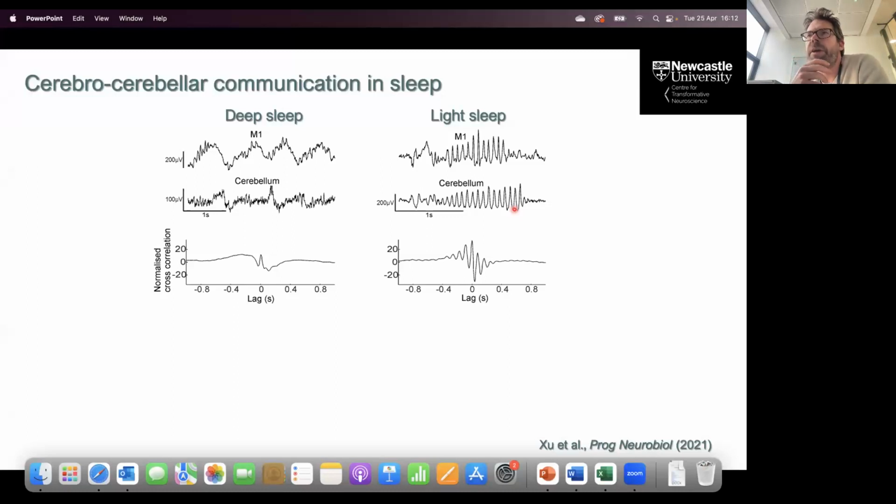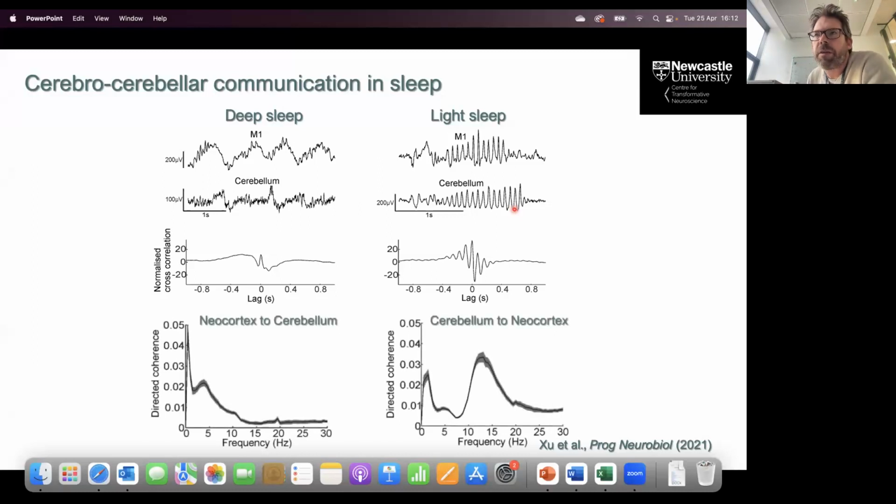And this result, actually, I consider to be one of the more surprising results that I've got in my career, and I'll say why. What we found when we looked at the directed coherence was a very nice dissociation between these two frequency bands. When we looked in the direction from the neocortex to the cerebellum, the directed coherence was dominated by the low frequency slow wave and delta frequencies. Whereas in the direction from the cerebellum to the neocortex, that's when we saw this directed coherence at the 10 to 15 hertz spindle band.